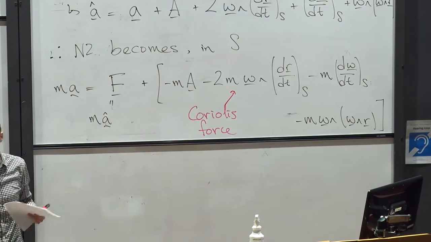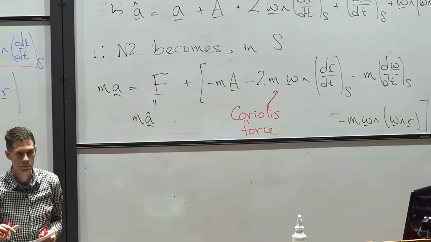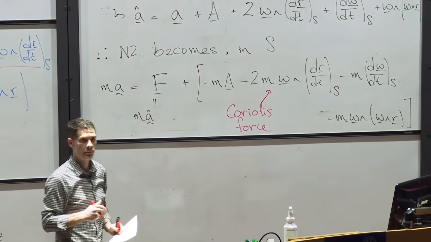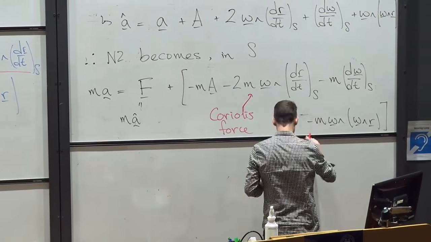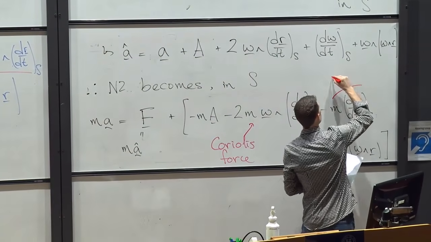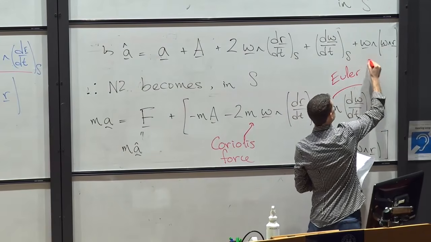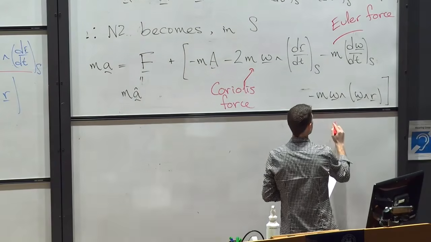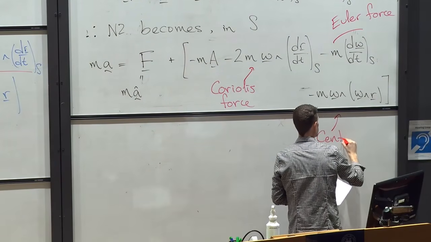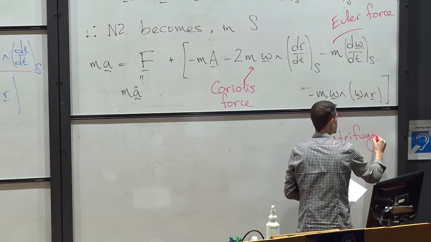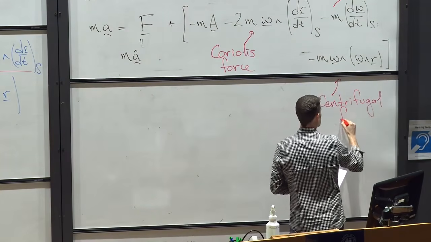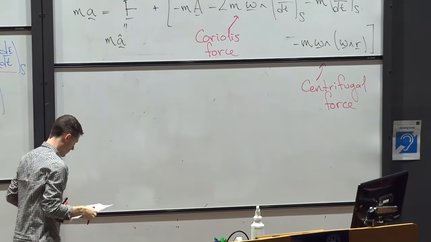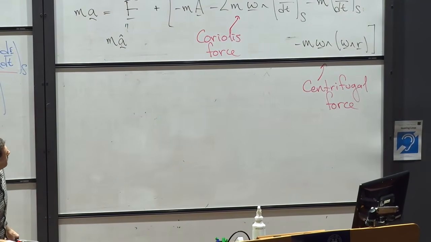So these forces exist. If I think about experiments on a large enough scale, the rotation of the Earth introduces these forces. The second, the m d omega/dt, is called the Euler force. And this last one is called the centrifugal force. Okay.